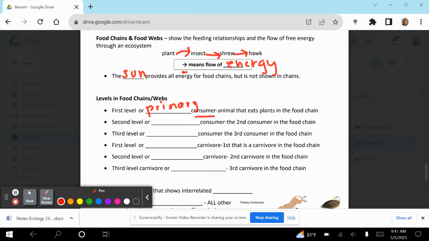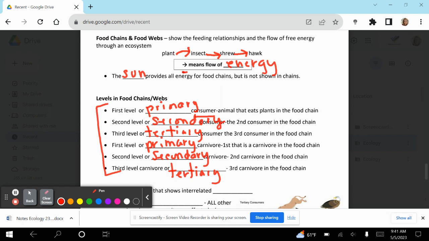So primary means first. We can say second level or we can say secondary. The word for third level is tertiary. Okay, so just again, watch out. Sometimes we can say first level or we will say primary, and it means the exact same thing. Secondary and then tertiary. All right, let's relate these to the food chain up here.